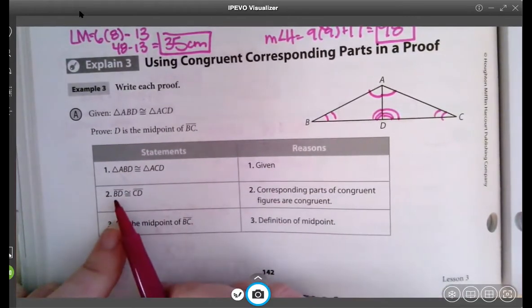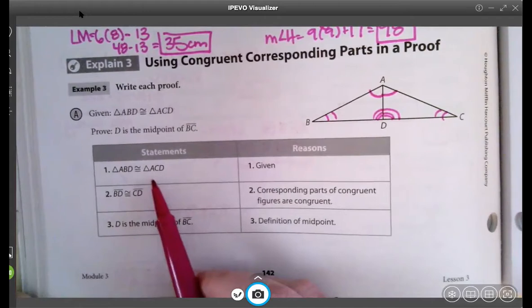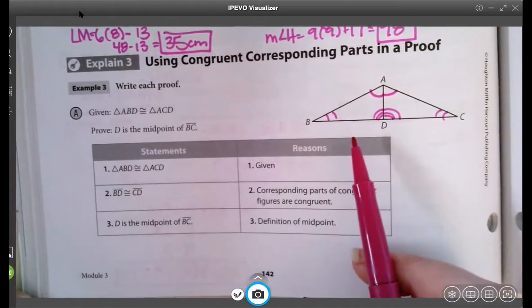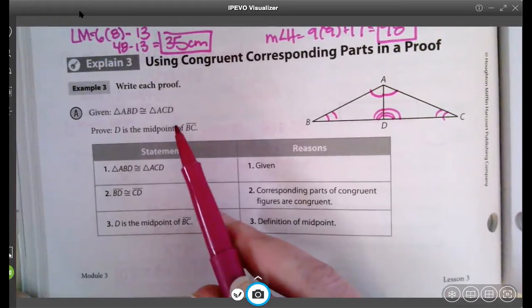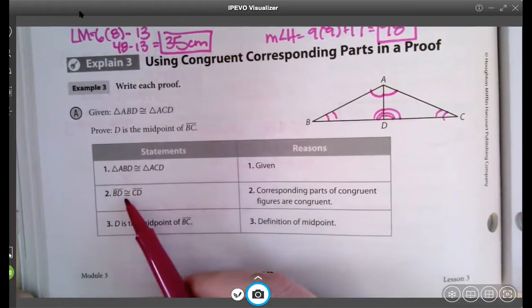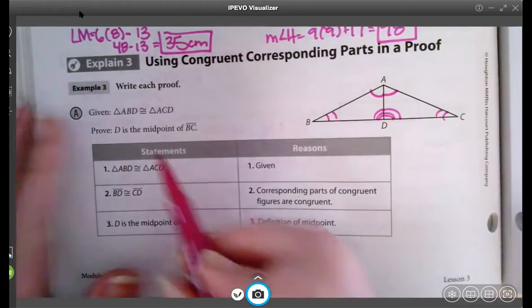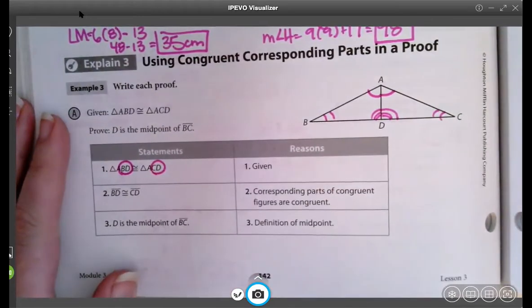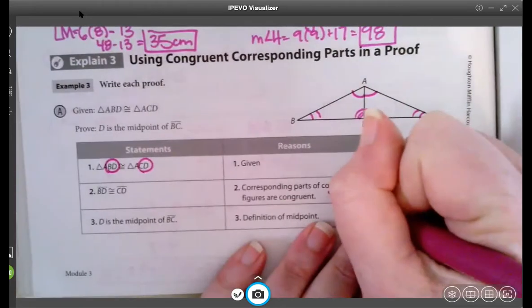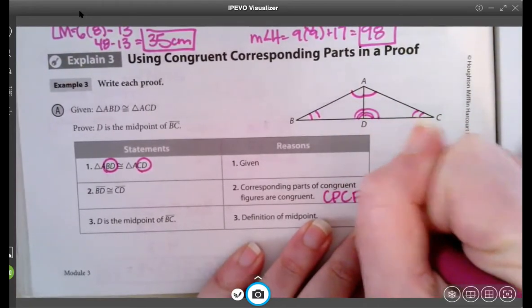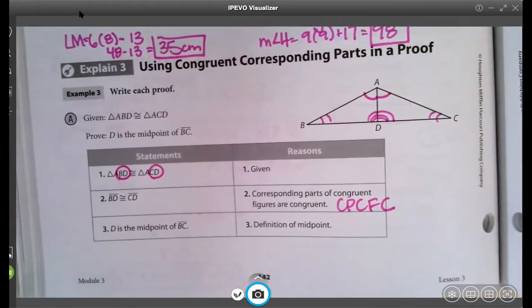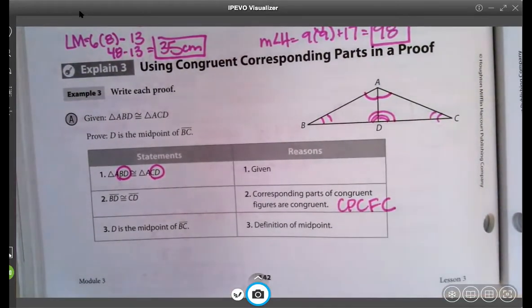Then they said BD is congruent to CD. Well, all you had to go on was this congruent statement up here. There were no markings on our diagram or anything like that. It wasn't stated. It wasn't a given. So where did they get BD equals CD? Well, they got it from the fact that BD and CD are in the same spots on those congruent statements. So that's why they put CPCFC on line 2. Now they wrote it out. We're going to abbreviate it, but it's the same thing.